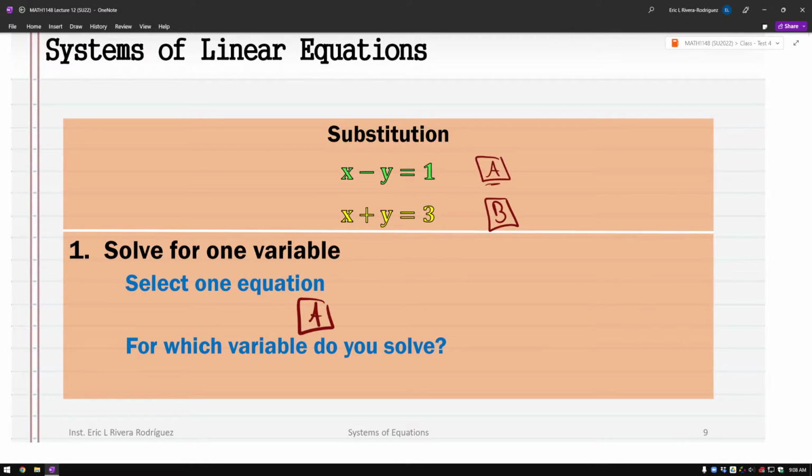When we're solving a system of equations, we want to avoid two things: fractions and negatives. And that is going to give you a hint for which variable we are going to solve, x or y. Which one do you think is ideal here? If I'm going to select the first equation, the equation that is in green, for which variable do you want to solve, x or y?